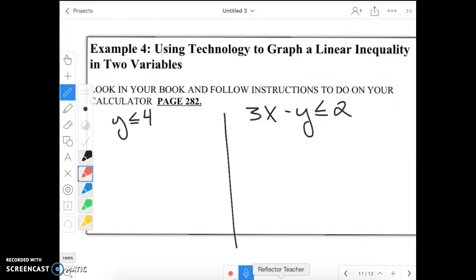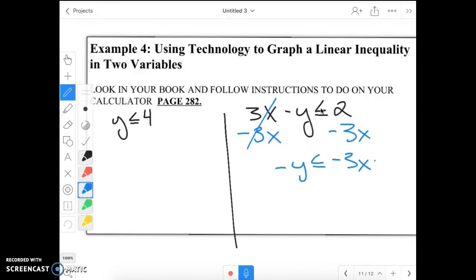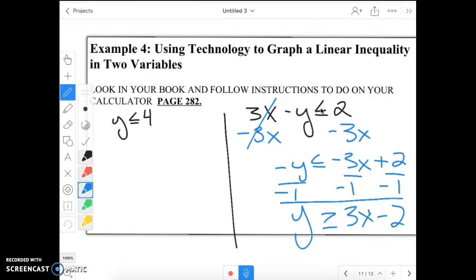I'm going to do one more example. You can see we have 3x minus y is less than or equal to 2. Let's simplify that. Minus 3x, minus 3x. Divide by a negative. So that turns to y greater than or equal to 3x minus 2. So I'm going to graph this equation.